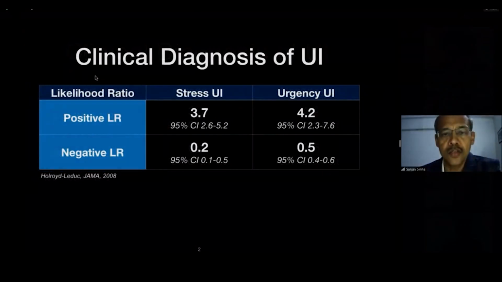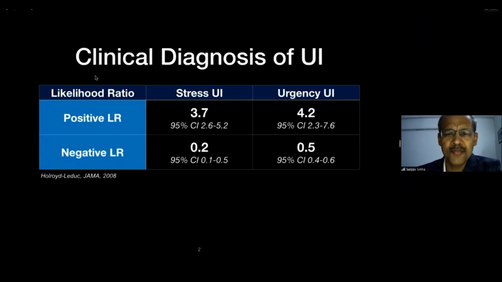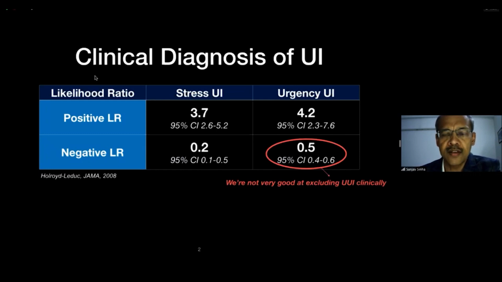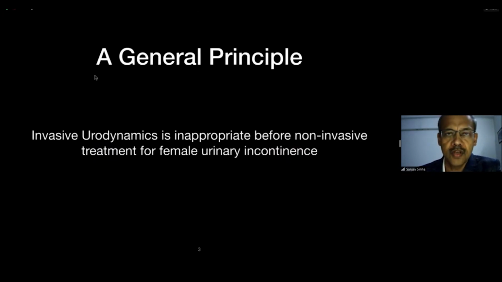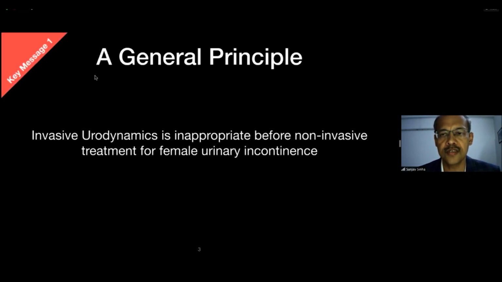Now, if you look at the clinical diagnosis of urinary incontinence, our ability to make a diagnosis and our ability to exclude a diagnosis, both are reasonably good, perhaps with the exception of our ability to exclude a diagnosis of urgency incontinence. And because of this fact, and the fact that there's low potential for harm with most conservative therapies, as a general principle, invasive urodynamics is inappropriate before non-invasive treatments for female urinary incontinence. And this is my first key message of the afternoon.